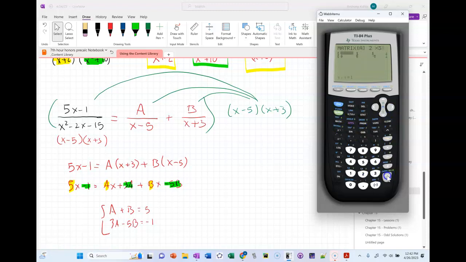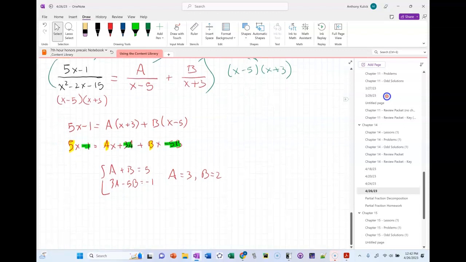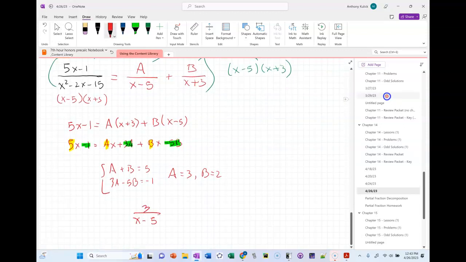There's a 2 by 3. The coefficients are 1, 1, and then 5, and then 3, negative 5, negative 1. Exit out of here. Go back and retrieve that RREF command and do that to my matrix A. So I get A is 3 and B is 2. So my final answer then would be 3 over x minus 5 plus 2 over x plus 3.